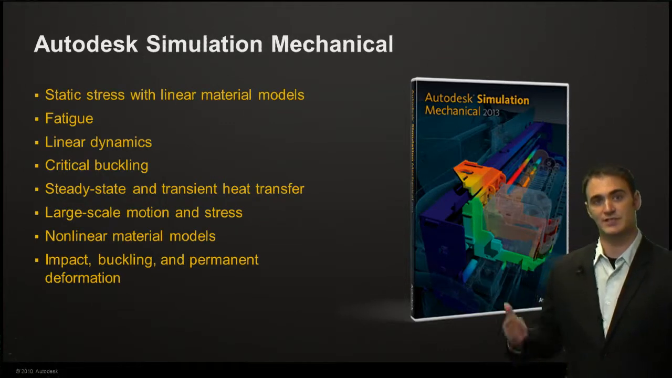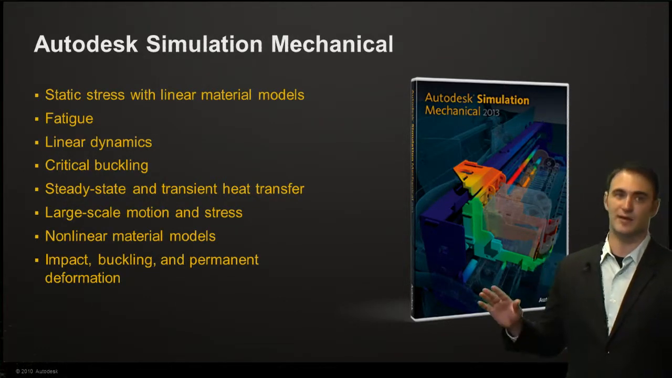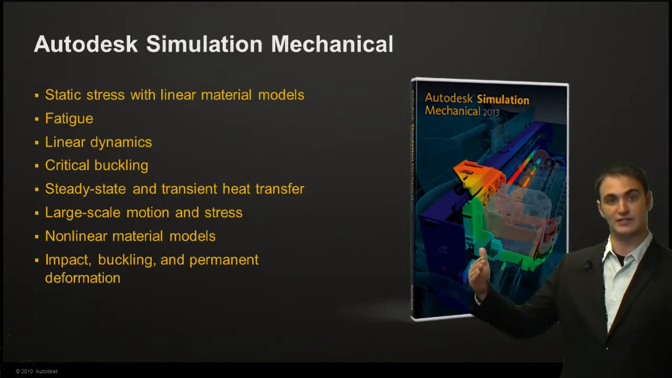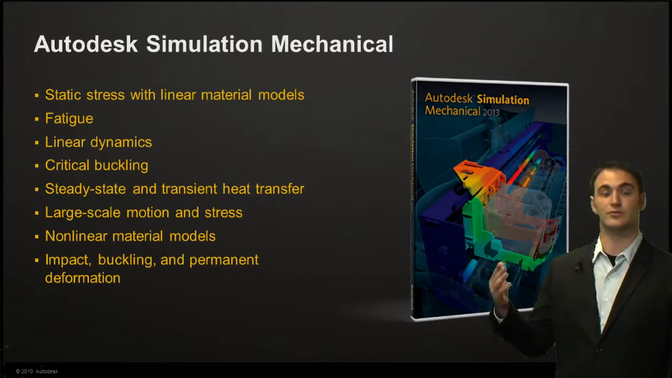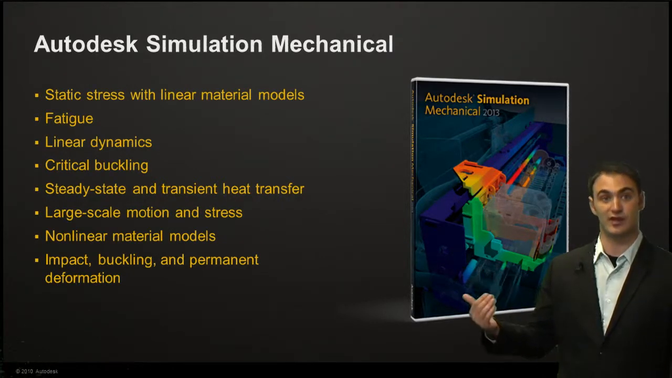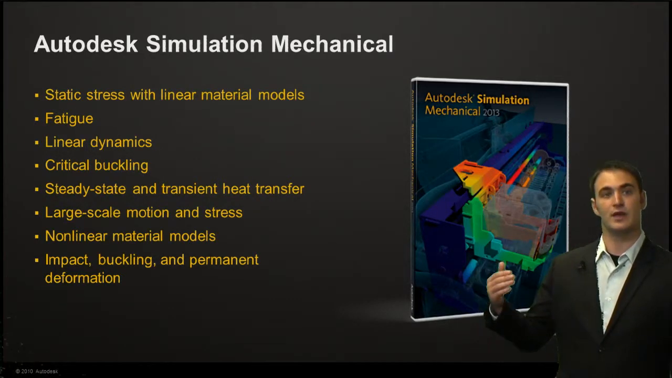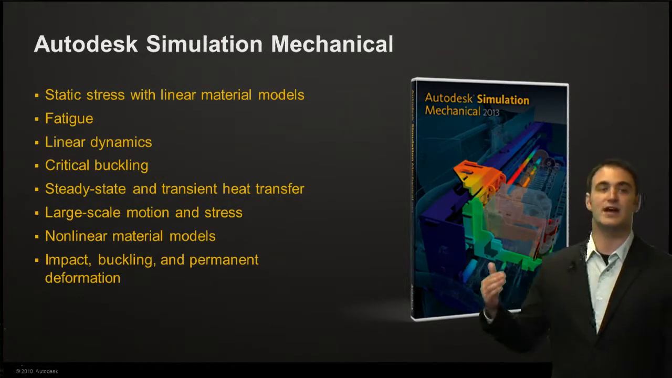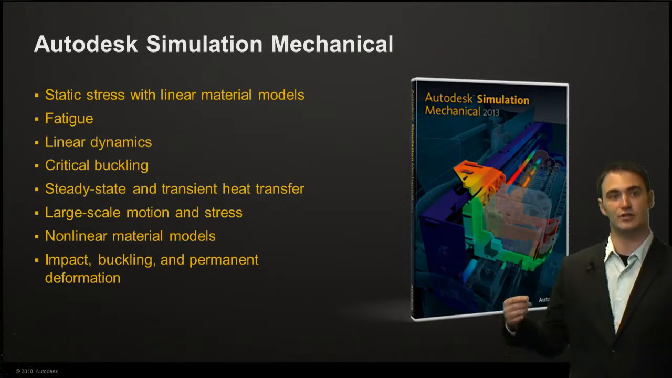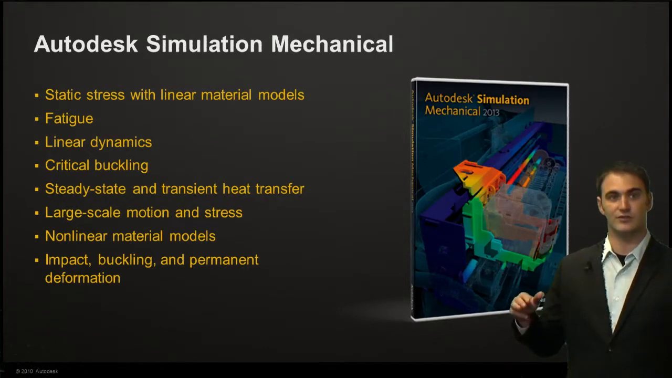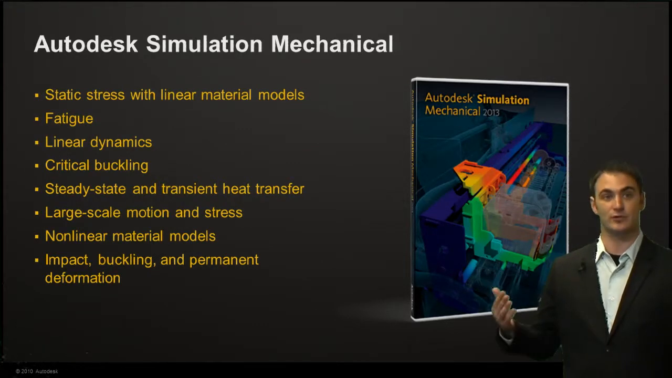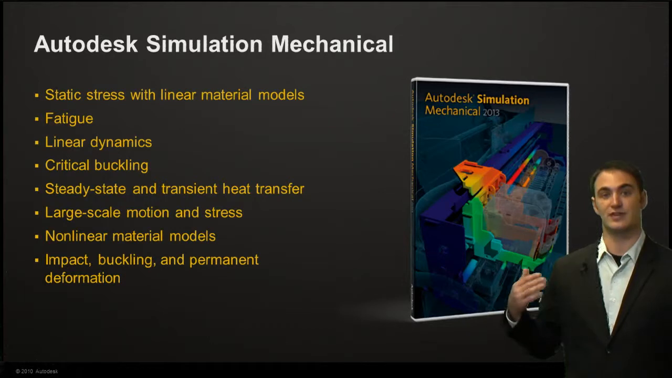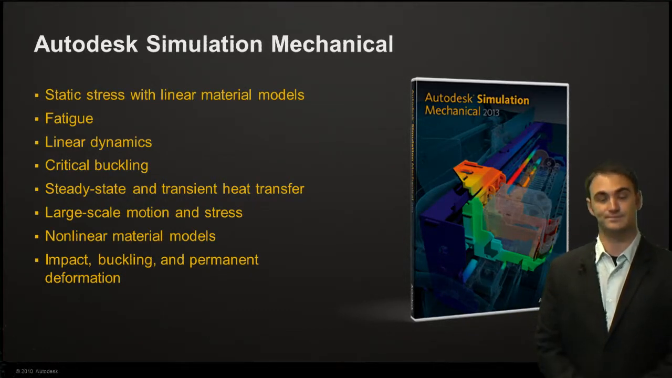Okay, so to recap, the Simulation Mechanical package is going to give you a ton of capability. First off, the static stress, the basic structural analysis. Also, fatigue analysis. So any type of structural results can be read in to determine how many cycles they'll survive. Linear dynamics and critical buckling, all part of that vibration package. Steady and transient heat transfer, as well as all the nonlinear. So you can do the motion, the stress, the dynamic values, as well as nonlinear materials, things like steel and aluminum yielding, or hyperelastic materials, and contact, so you can do the impacts, permanent deformation, etc.